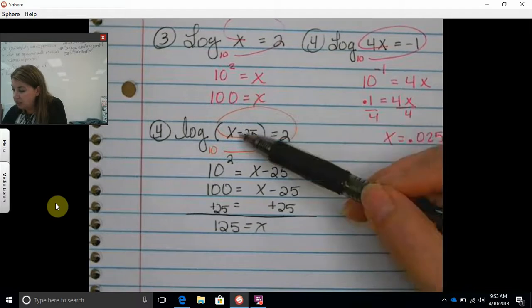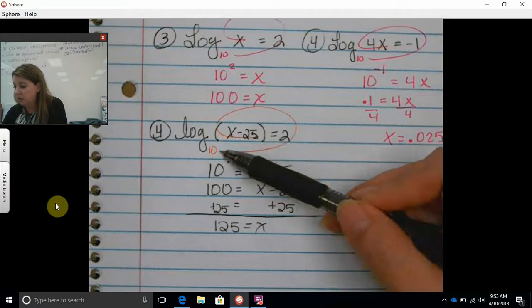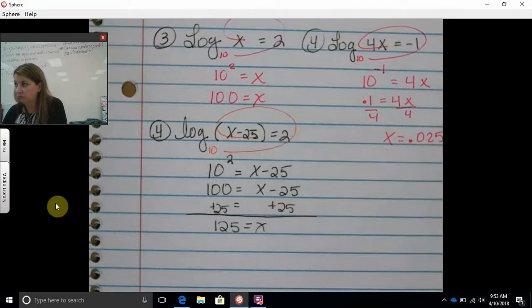So you would get 125 equals x. Would that make sense? 125 minus 25 would be 100, right? Is 10 squared 100? Yeah, so that would make sense.